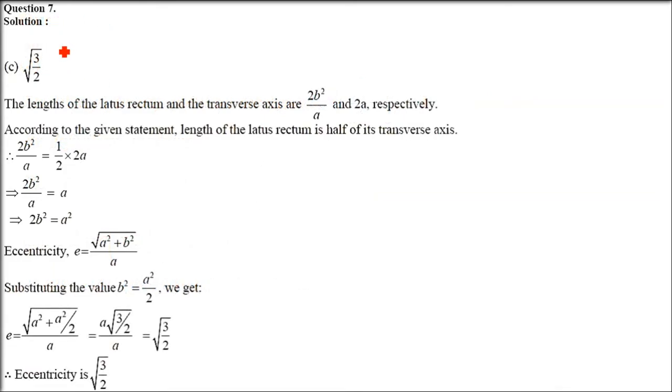Question number 7. The eccentricity of the hyperbola whose latus rectum is half of its transverse axis. We already did this question, root 3 by 2, I remember. So I'll just give you a hint here also. The latus rectum is exactly similar to b square by A as in your ellipse. So 2b square by A will be the latus rectum, and then we have the other one, which is equal to half of the transverse axis.